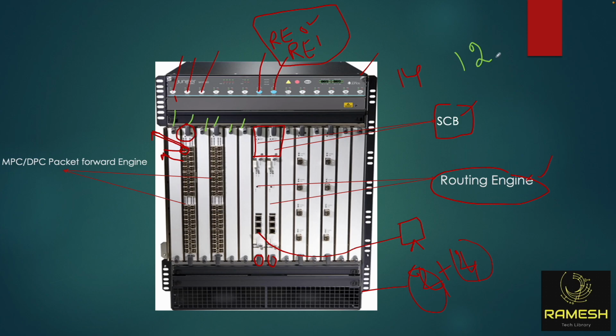You can install all 12 line cards. These are the SFP modules, 10G SFP or 1G SFP modules. Whatever it is, based on your requirement, you can install it. These are the line cards. These line cards we usually call MPCs or DPCs.